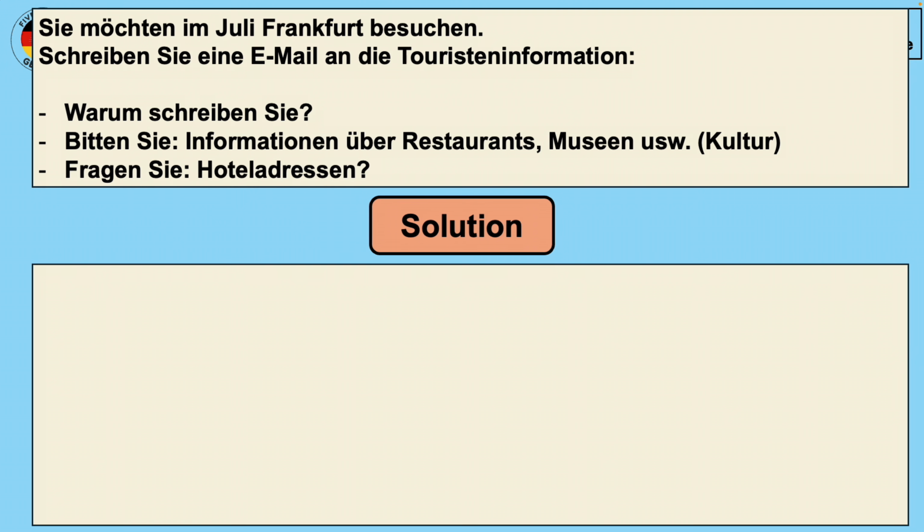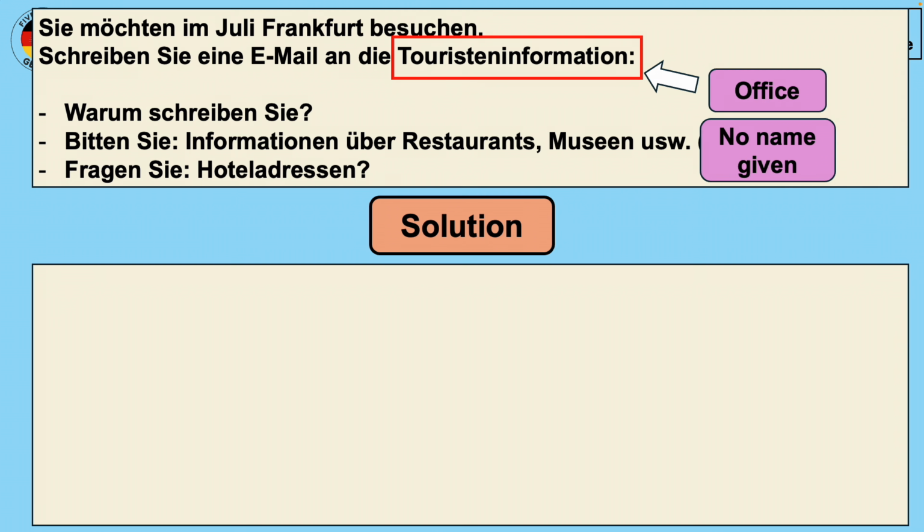Now let's solve this question by writing an email. So I already told you that this is a formal email, but who will we write it to? So when we take a look at the question, then it is written that write an email to the tourist information. So this is an office and no name is given. So in this case, we will use the Anrede or starting Sehr geehrte Damen und Herren, which is used when we don't know who we are addressing or writing to.